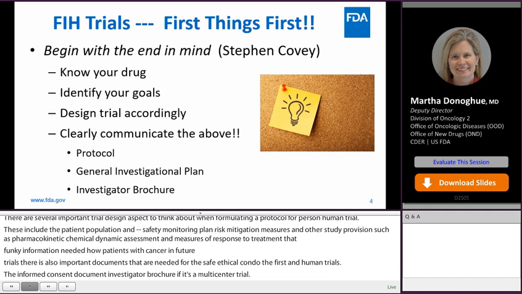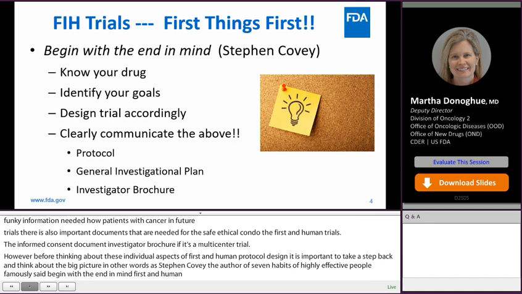In other words, as Stephen Covey, the author of 7 Habits of Highly Effective People, famously said, begin with the end in mind. For a first-in-human trial, as in all aspects of drug development, the foundation should rest on the deepest possible understanding of the drug, its purported mechanism of action, how this mechanism of action is likely to exert an effect on tumors, and what the off-target effects are likely to be. This knowledge will help you determine which patient population you would like to include in your first-in-human trial and the protocol provisions that will be needed to preserve their safety.